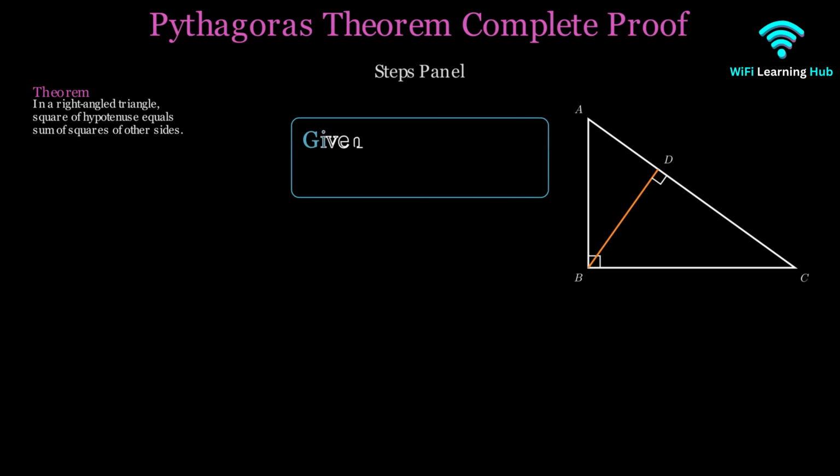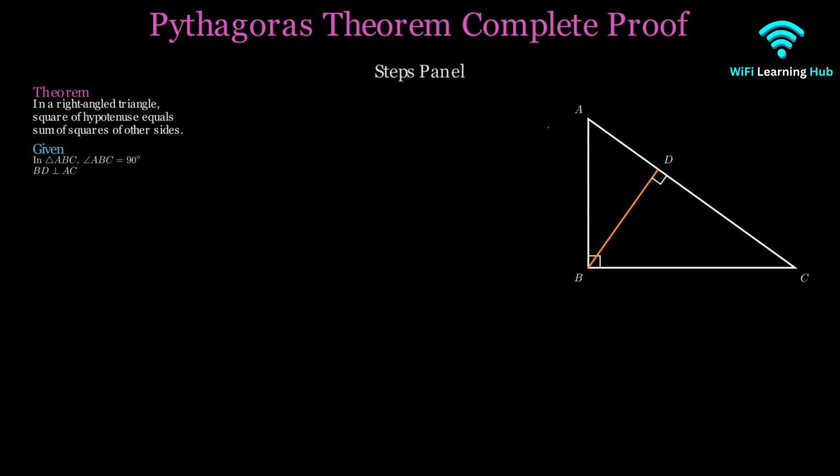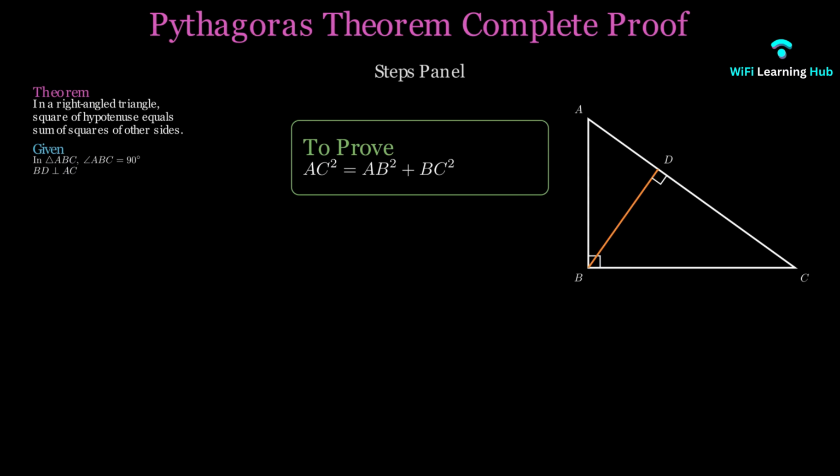So what is given to us initially is triangle ABC, where angle ABC is 90 degrees. And remember our construction made line BD perpendicular to the hypotenuse side AC. We need to prove that AC squared equals AB squared plus BC squared. Let us highlight the big master hypotenuse, side AC, right here on the diagram.